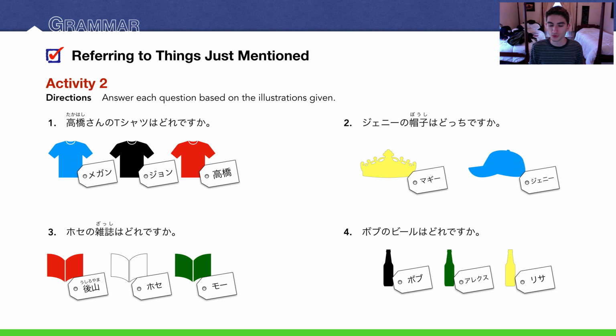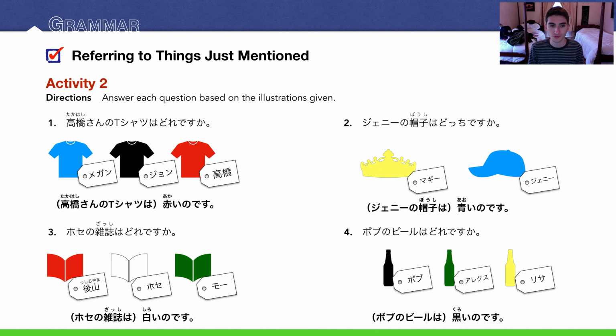Okay? And number 4, Bobu no biru wa dore desu ka? Which one is Bob's beer? We have a black one for Bobu, green one is Alex, and a yellow one is Lisa. So I'm going to go with the black one, which in Japanese is kuroi no desu. Here are the answers in bold.